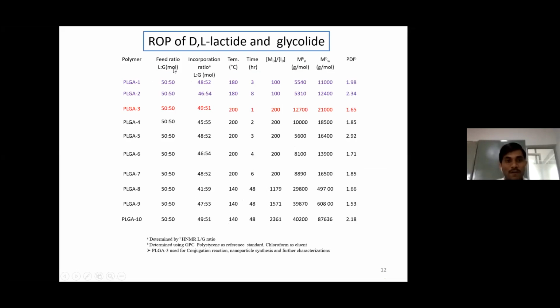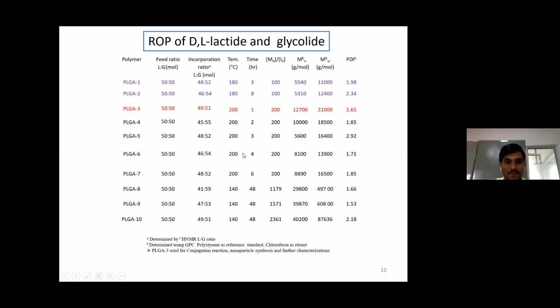Using this 50-50% mole ratio of lactide and glycolide, that is the feed ratio, we have carried out ring opening polymerization varying the reaction temperature, time, and monomer to initiator ratio. And we have observed at a low temperature, high reaction time, and higher monomer to initiator ratio, we have observed PLGA molecular weight around 87,000.